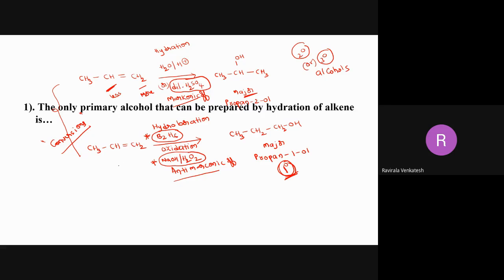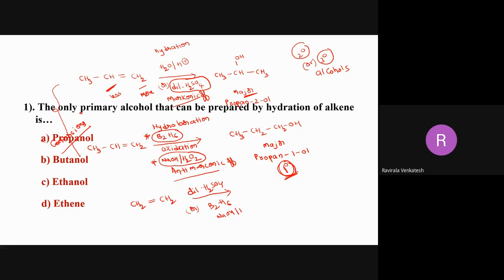Now you observe, the only primary alcohol that can be prepared by hydration of alkene is by this method. Which method? Hydroboration method, isn't it? For example, if they ask CH2=CH2, and you do it with dilute H2SO4, or with hydroboration, B2H6 followed by sodium hydroxide in the presence of H2O2, first reagent, second reagent. In both cases, do you get the same product or different product?